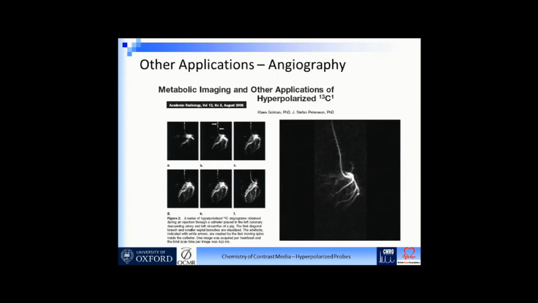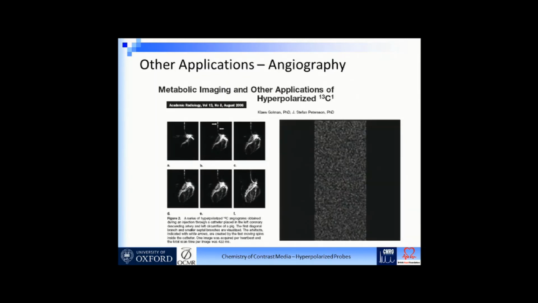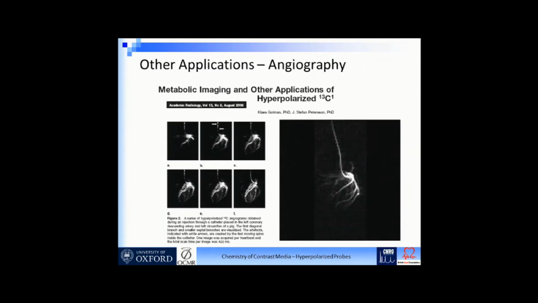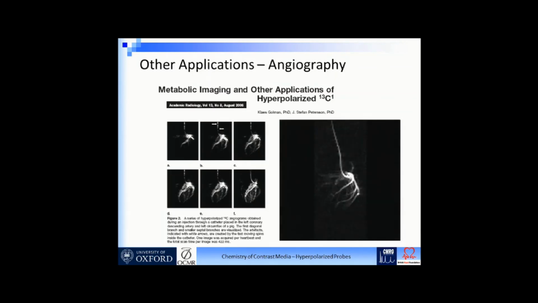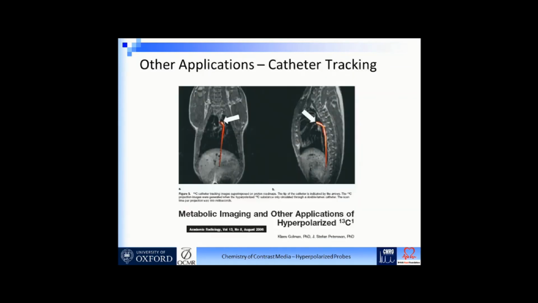Some other applications that the Malmo group initially proposed, which haven't really moved forward in perhaps the way that they could have done. So angiography is one obvious application. Because you generally have no background signal from any other carbon-13 molecule, you get very, very high contrast to noise, which makes it very, very useful for angiography. So you only see the injected tracer and where it goes.